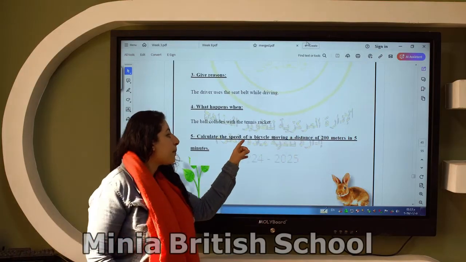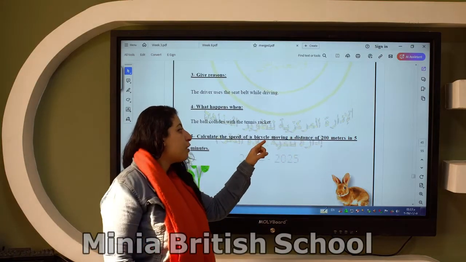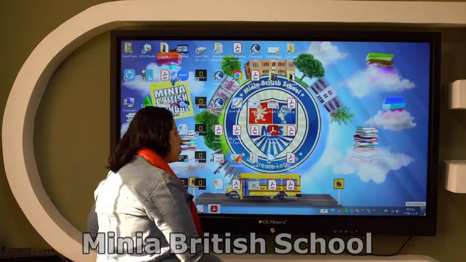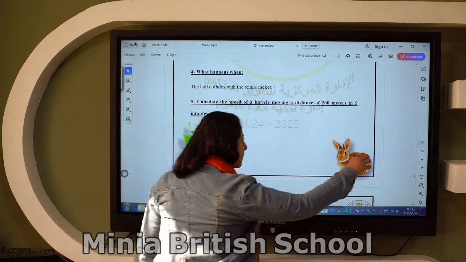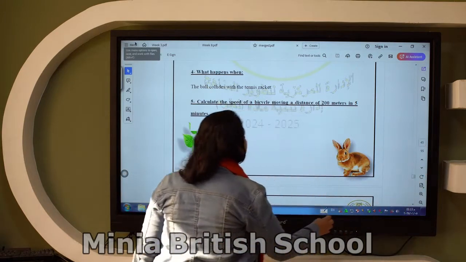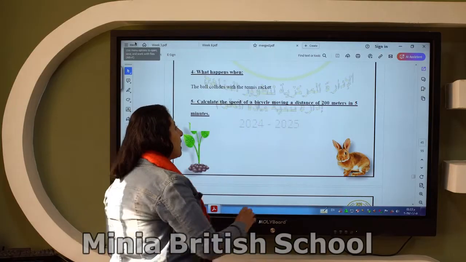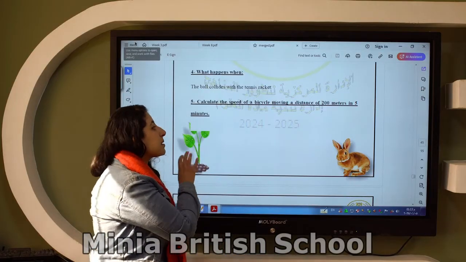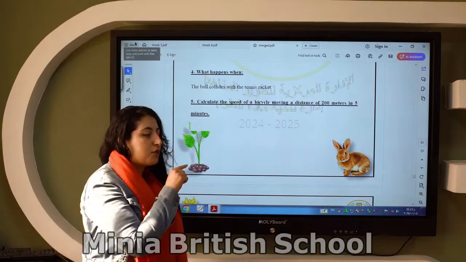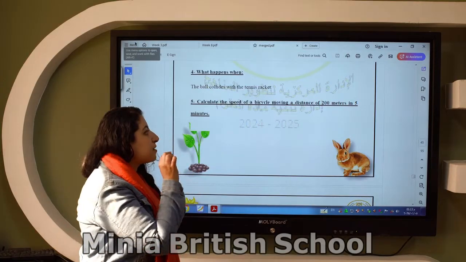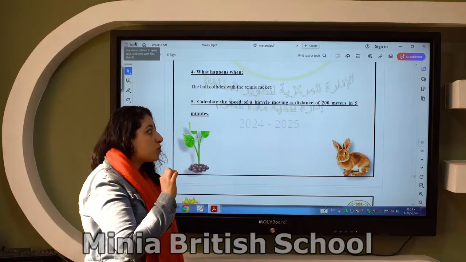Calculate the speed of a bicycle moving a distance of 200 meters in 5 minutes. What should we do? I said before. First, you have to write the rule. So I have to say first, speed equals distance divided by time. Equals what? 200 divided by 5 equals what?